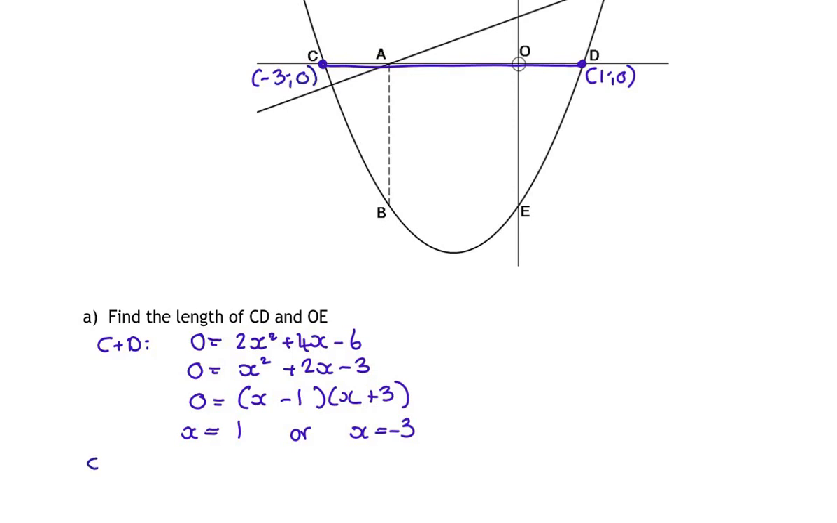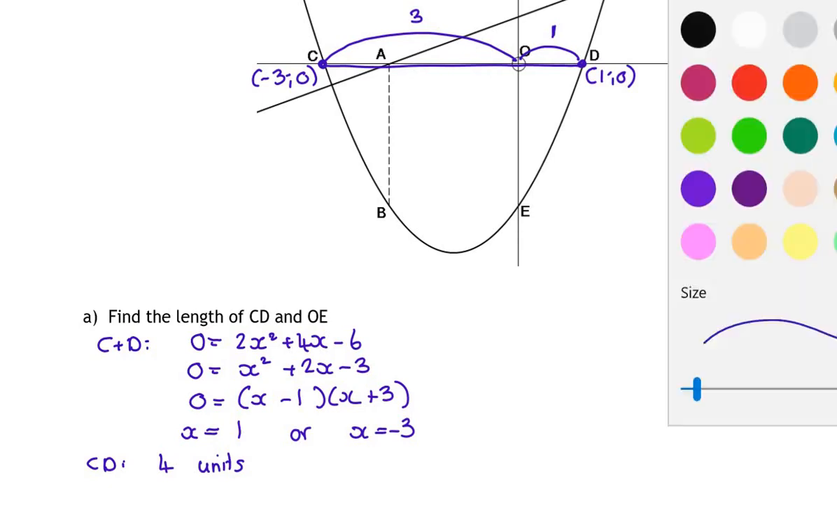Now they ask the distance from C to D, and if I just think about it, if I'm moving from C to D, I'm moving along the x-axis from minus 3 to 0, which would be 3 units, and then up another 1 unit. So CD will be 4 units. So that was quite nice. The next one says OE.